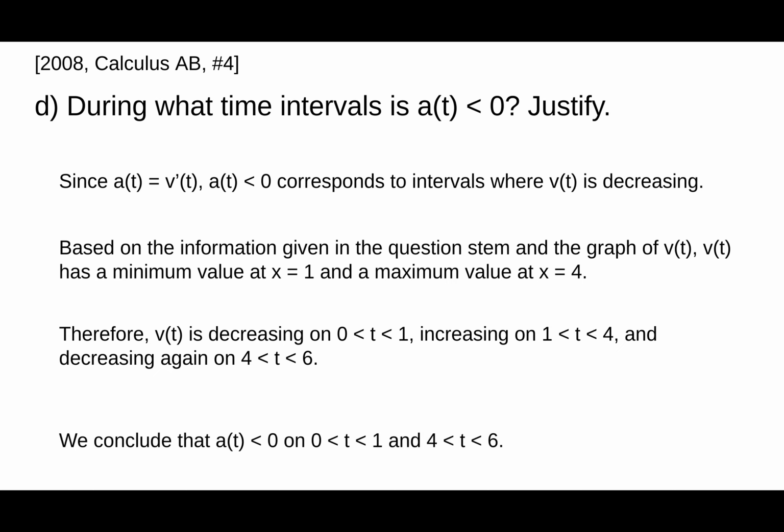Right? We can conclude from that the acceleration is going to be negative, i.e. the slope of the graph of v of t, on the interval from 0 to 1, and again on the interval from 4 to 6.